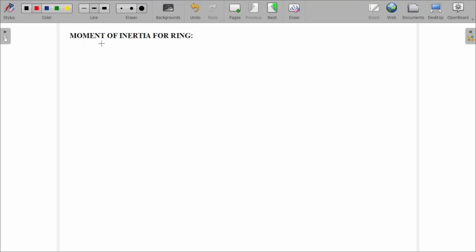Let's see the other concept, moment of inertia for a ring. So I have a ring. Here this will be the axis of rotation, the center of the axis of rotation. From this it is going to rotate in this direction, and moment of inertia is there.